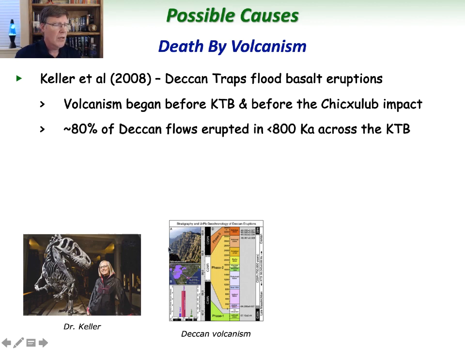So it's thought the second pulse lasted for less than a million years, and that eruptive period spanned the KT boundary. And that's when most of this 512,000 cubic kilometers of basaltic lava erupted.